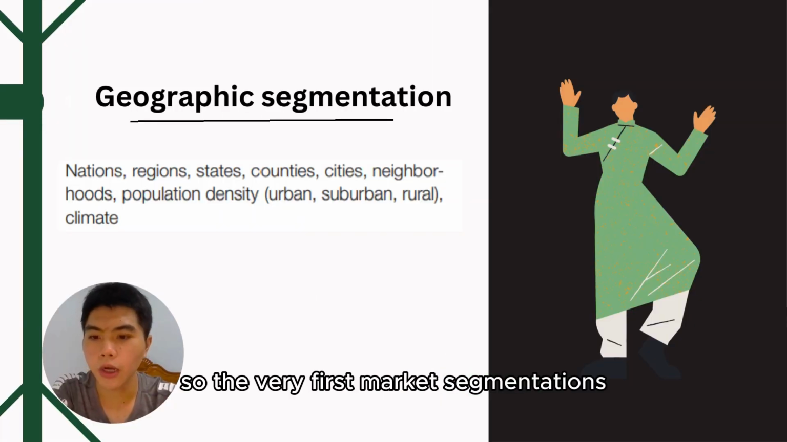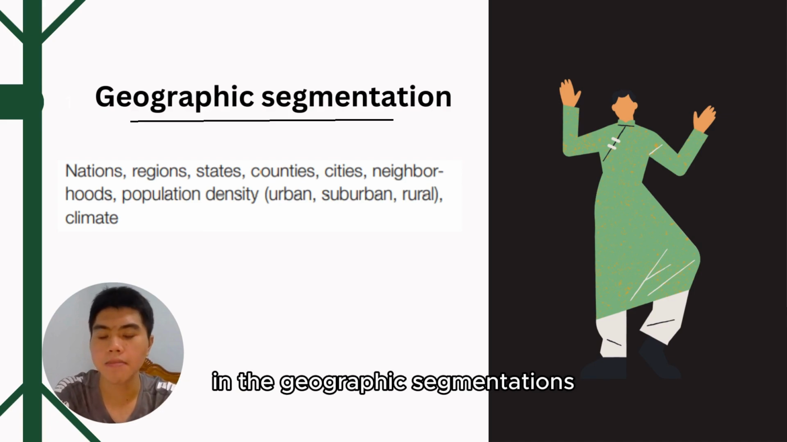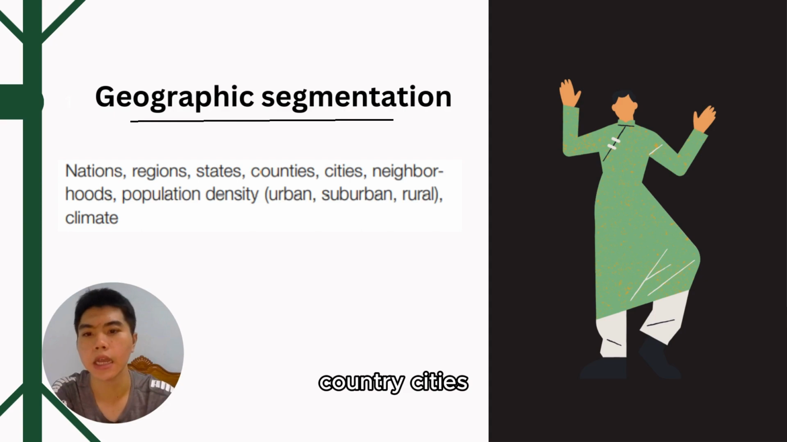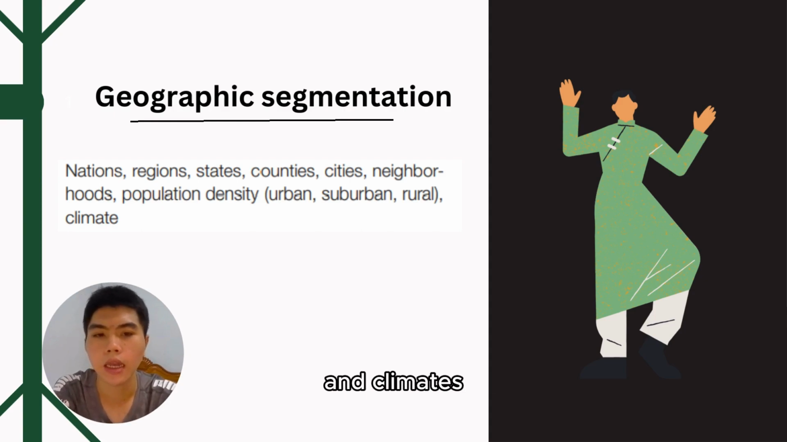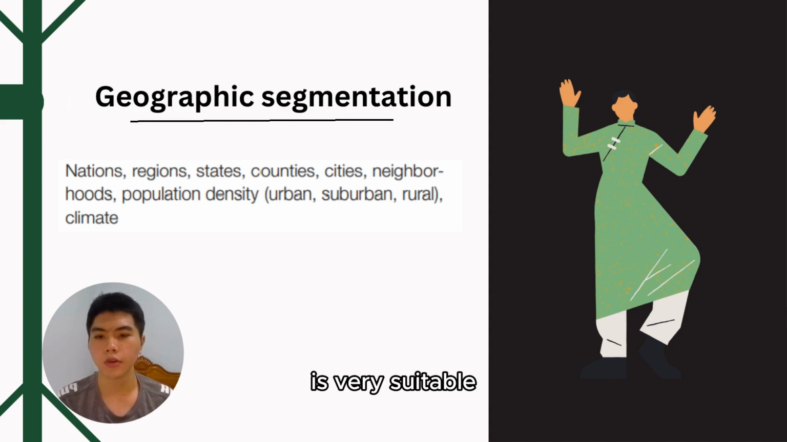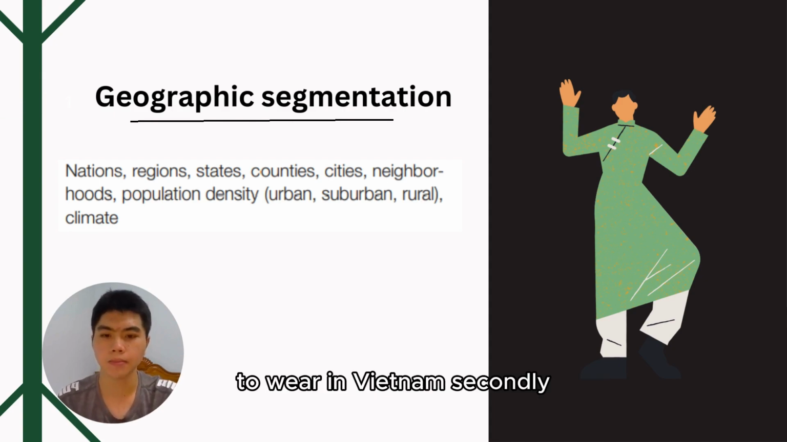So the very first is the geographic segmentation. This is based on the nation, region, states, countries, cities, neighborhoods, population densities, and climates. Take the áo dài of Vietnam, for example. It's a traditional costume in Vietnam and is very suitable to wear in Vietnam.